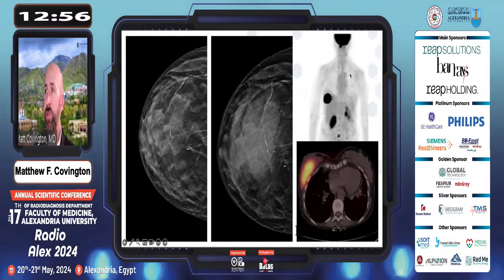On this MIP, you also see that there's some tonsillar uptake. You can also see diffuse renal uptake, so this is doing what lymphomas often can do, where you have this diffuse renal involvement, and then also a retroperitoneal lymph node.